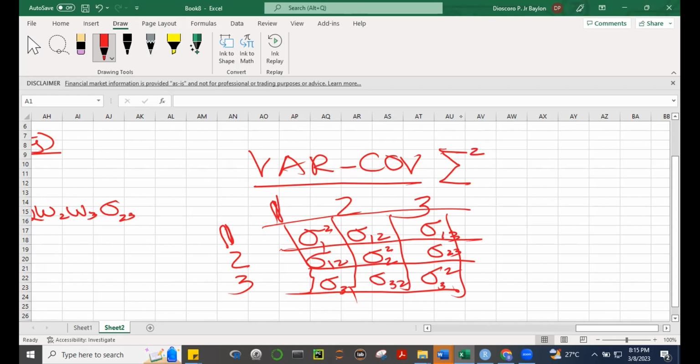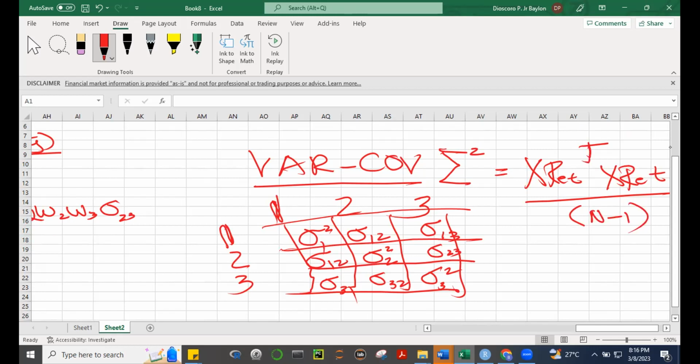Your variance covariance is equal to, okay, the formula for that is your x ret, your excess returns, and then transpose this, multiplied by your x returns, and then divided by n minus 1.